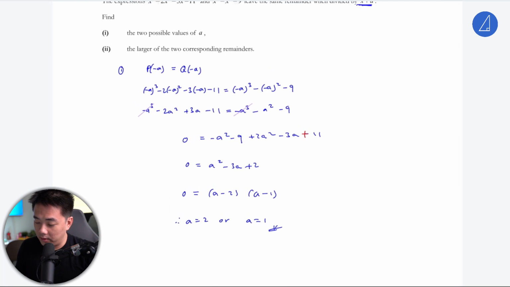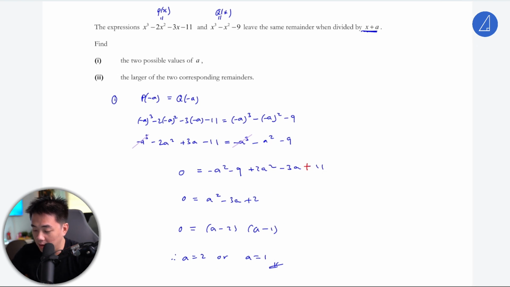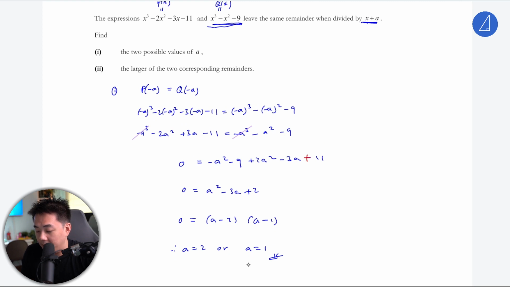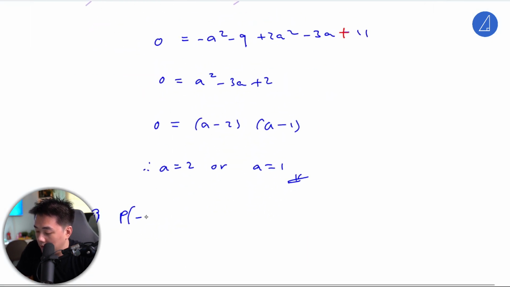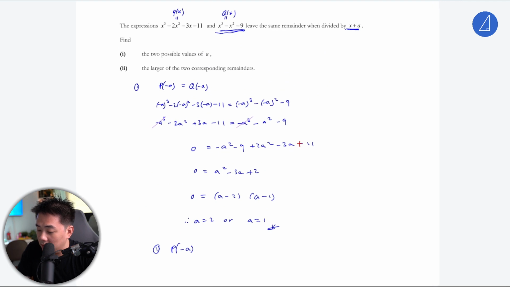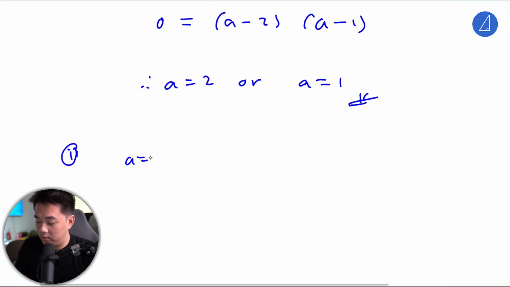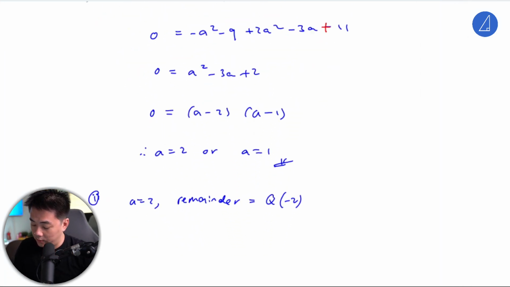So the larger of the two corresponding remainders, I'm not sure which will give me the larger, but let's look at this one over here. Because we're going to use this, the larger, I'm going to bet that the a square of course will be bigger. So the larger remainder, p of minus a. So essentially we're just gonna use q, q is easier. So remainder when a goes to 2, both of the remainders are the same, so we just need to pick one, right? So it's q of negative 2.